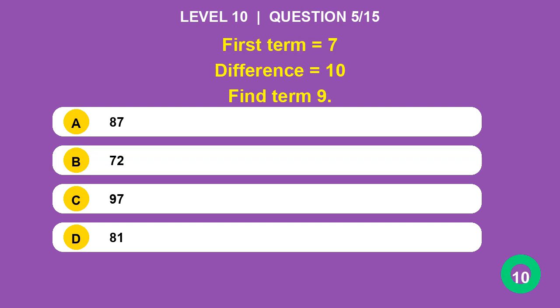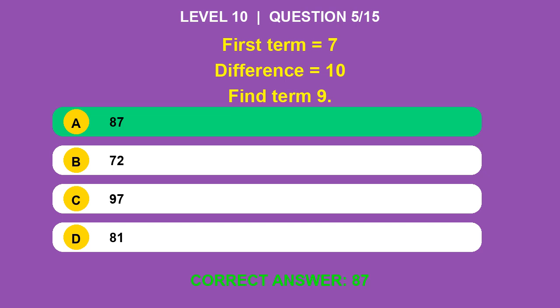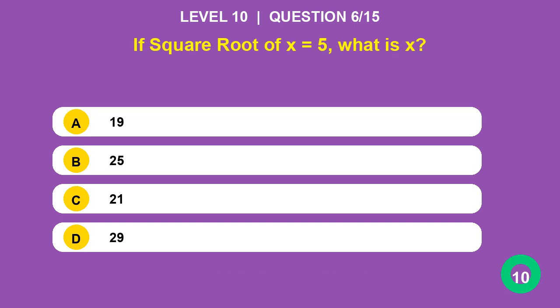First term equals 7. Difference equals 10. Find term 9. Answer is 87. If square root of x equals 5, what is x?